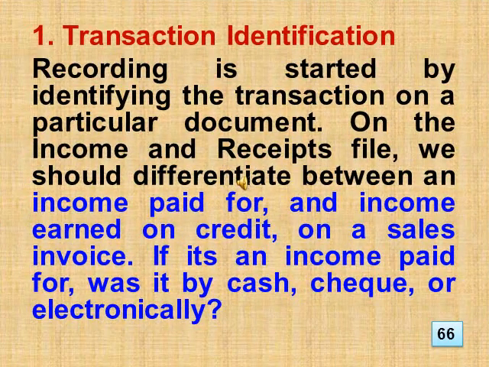1. Transaction identification. Recording is started by identifying the transaction on a particular document. On the income and receipts file, we should differentiate between an income paid for and income earned on credit on a sales invoice. If it's an income paid for, was it by cash, check, or electronically?